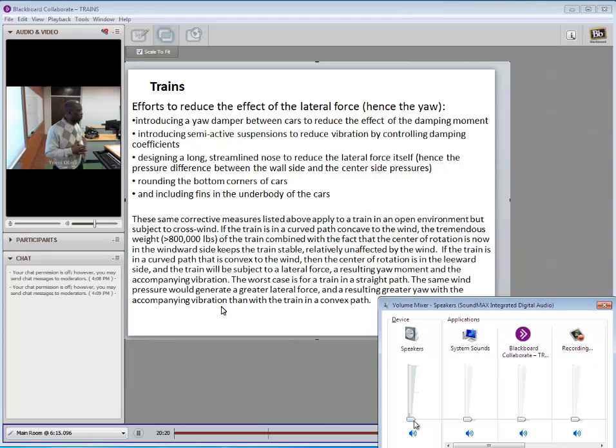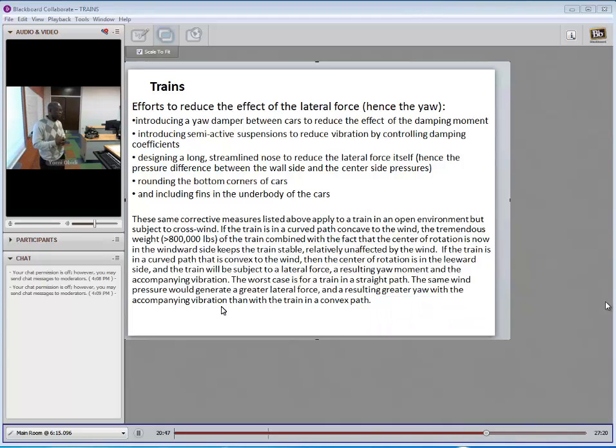Rounding of the bottom corners of the cars. Typical cars have square corners at the bottom, but rounding them off and providing an aerodynamic leading edge to the bottom of the cars will help to reduce the lateral force, because then that force can just be shearing rather than impact force on the side of the train car. And fins are sometimes included in the underbody of the train.